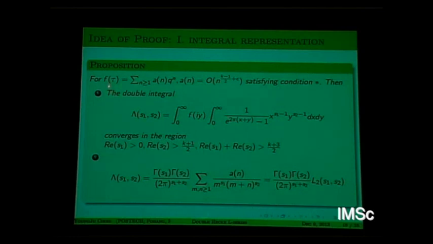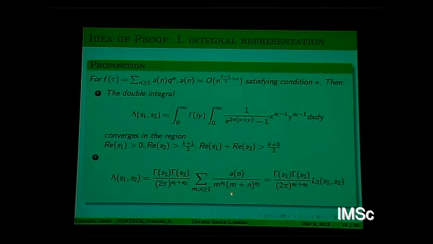So again, this is not a cusp form. It's just a general function whose Fourier coefficient a_n has this growth, something like cusp form growth. Then we look at this double integral. This is a well defined double integral, and we realize this converges when real part S1 bigger than 0, real part S2 bigger than k plus 1 over 2, real part S1 plus S2 is bigger than k plus 3 over 2. So in this region, this series converges.